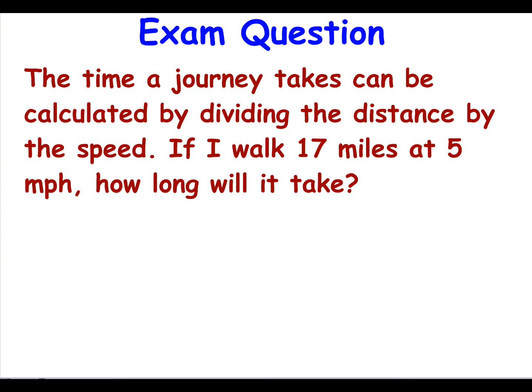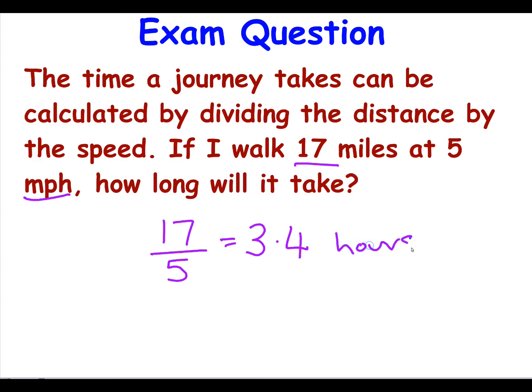The time a journey takes can be calculated by dividing the distance by the speed. So if I walk 17 miles at 5 miles an hour, how long will it take? So it's telling us divide the distance, which is 17, by 5. So when I divide 17 by 5, and you can do this on your calculator or manually, you get 3.4 as the time it takes for the journey.